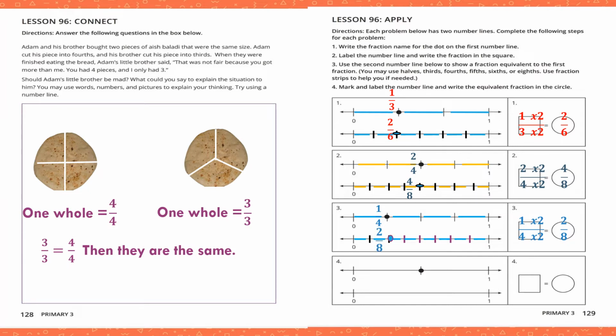Number 4, by the same way, we have here two equal parts. So this means 1 over 2. So I will multiply the numerator and the denominator by 2. 1 times 2 equals 2 over 4. So I will divide this into 4 equal parts. 2 over 4 here. 1 over 4, 2 over 4.